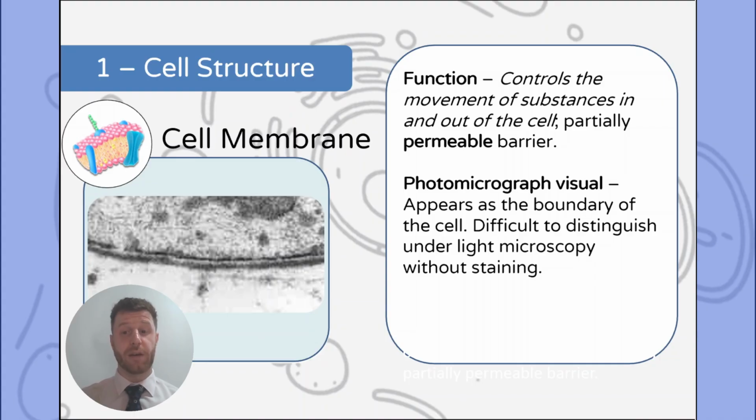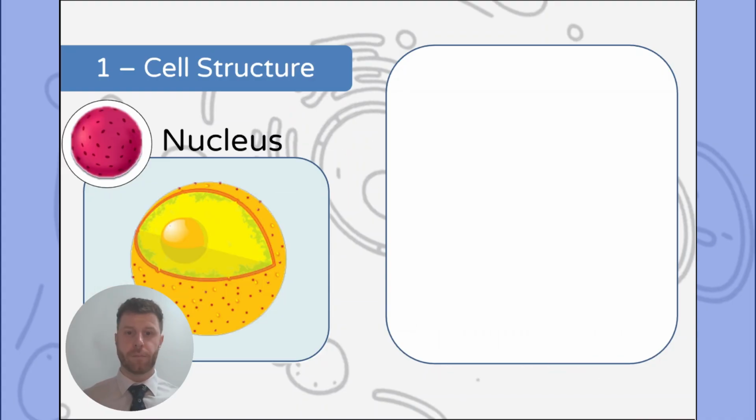One thing to note here is that it sometimes, under very powerful microscopes, will appear as a double line. We will look at why it's a double line in the next couple of units. But for now, nice and simple, just remember the cell membrane is around the outside of those cells.